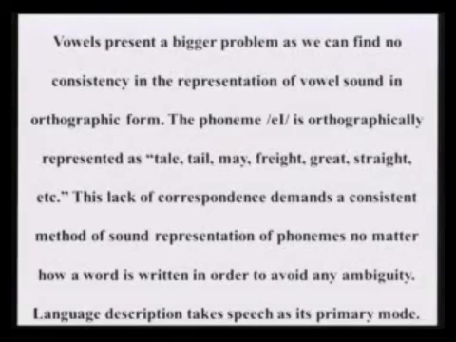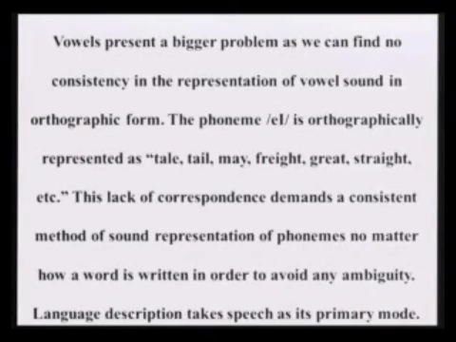Vowels represent a bigger problem as we can find no consistency. Consistent يعني تناسق in the representation of vowel sound in orthographic form. يعني المشكلة أكبر في الvowels. The phoneme A is orthographically represented as tail. بص بقى، A في tail، بص بتتكتب ازاي؟ ALE tail TAIL.